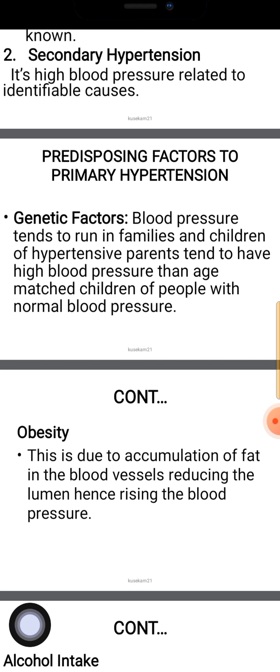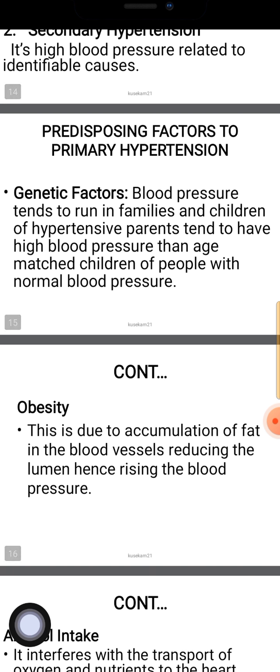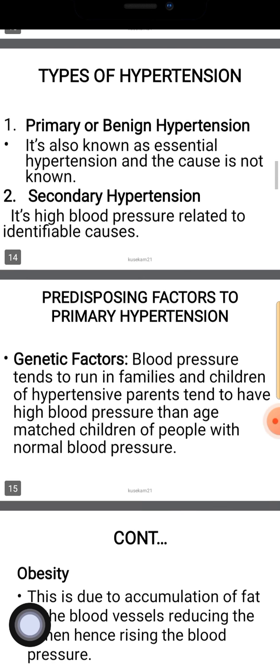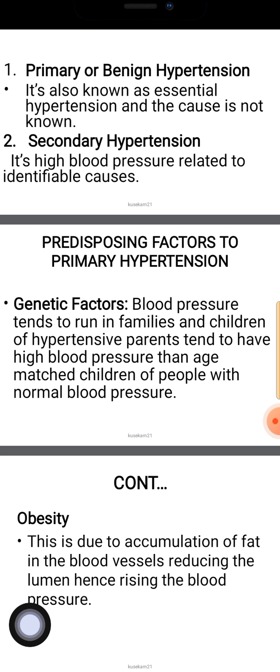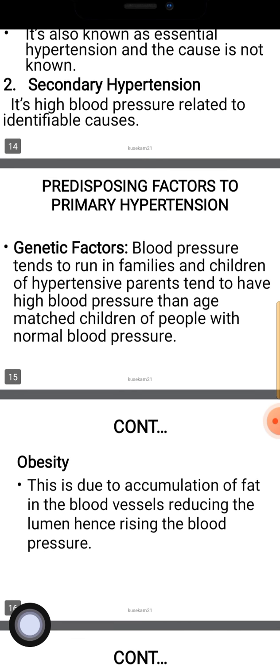So in this one, you know the causes. Then we are done with types. So under hypertension, we will have 2 types: primary or benign or essential hypertension, where the causes are not known. Then number 2 is secondary hypertension, where we do have causes that contribute to hypertension.